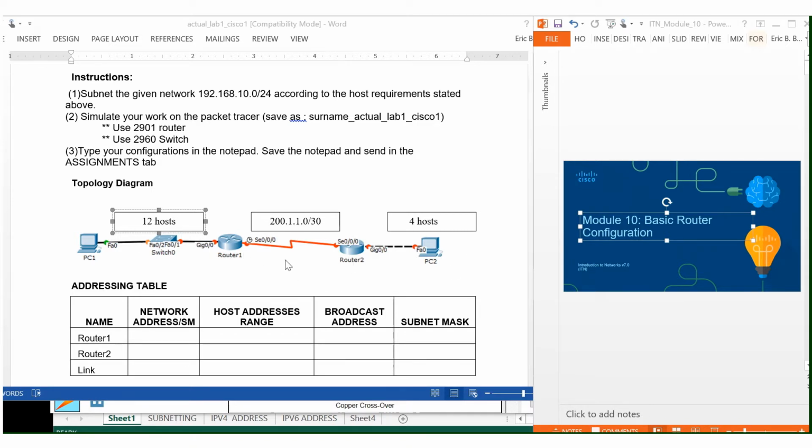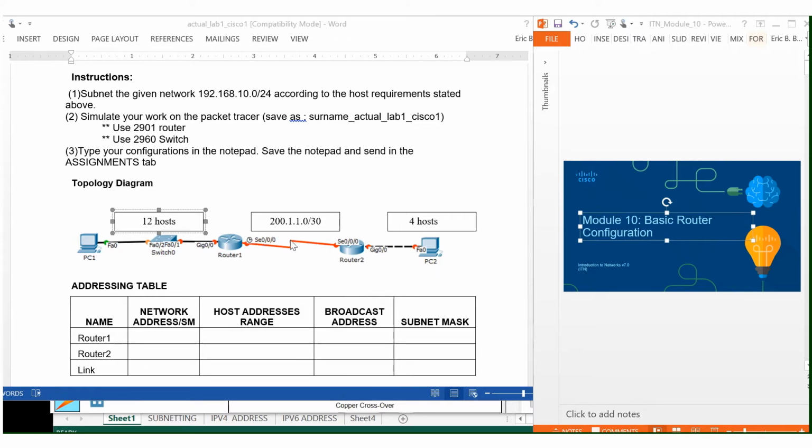There are two routers connected. Okay, and then we are to subnet this given network 192.168.10.0 based on this host requirement. Router 1 needs 12 hosts, and then router 2 here needs 4 hosts. Okay. In the concept of a router, each interface needs to have a designated network. So one network address for this G0 for this network here, and then one network address again for router 2.